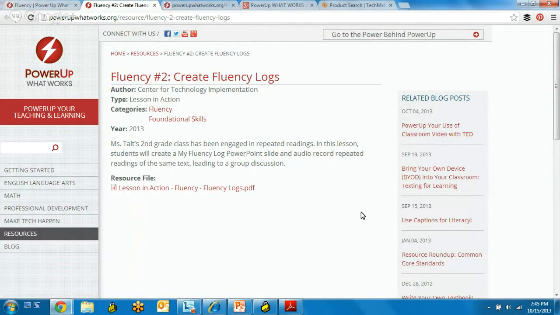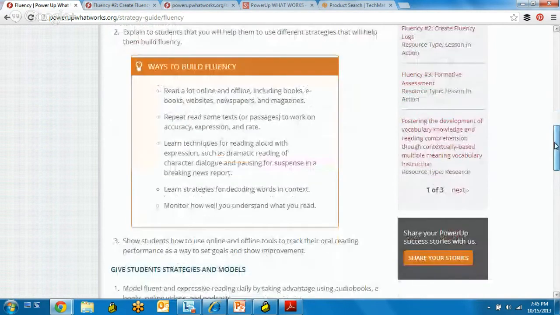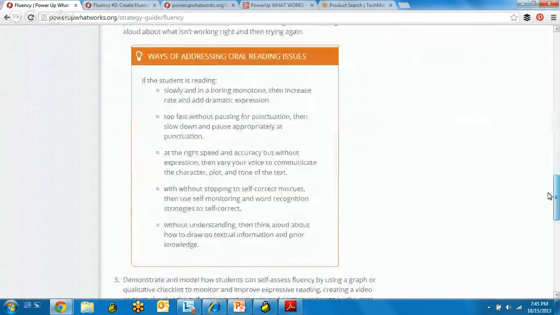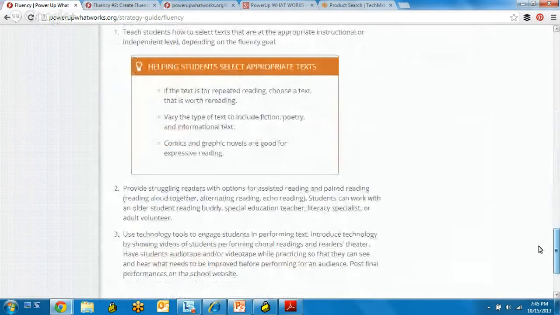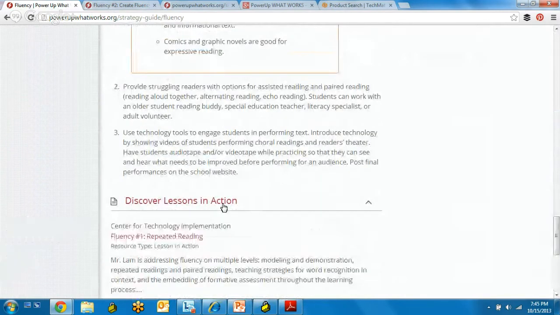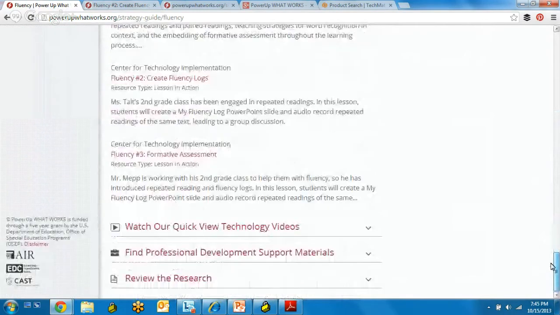So what we suggest is you start out with going through the math and the English language arts instructional strategy guides, and think about those strategies that might be powerful for your students. And then follow a route through the blogs and the resources and the Teach with Tech to create your own customized version of what from PowerUp could work for you and your students. Tracy, do you want to add to that?